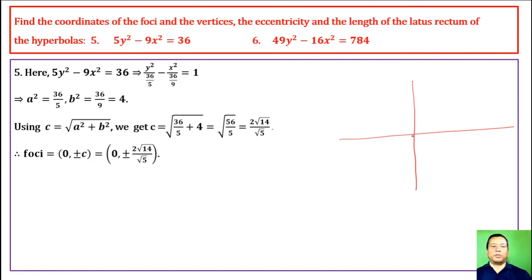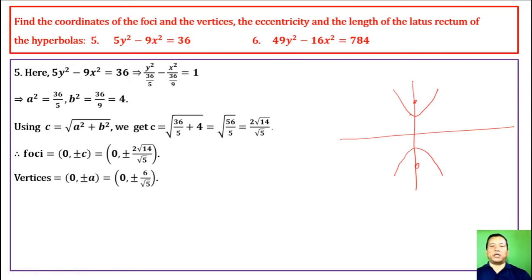In this case, the foci must be 0, and the hyperbola should have its transverse axis on the y-axis. Therefore, 0 plus minus c. Put the value of c, that is 2 root over 14 by root over 5.